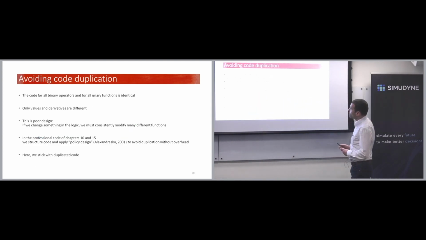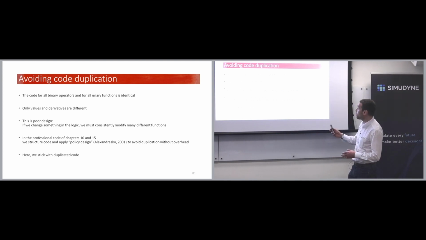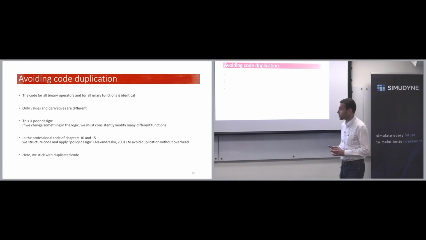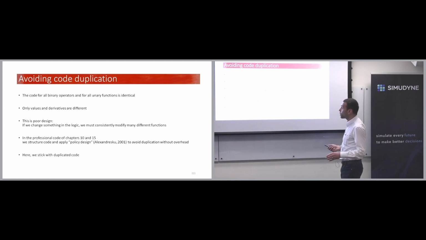Now, the code for all these binary operators and for all these unary functions is completely identical. There's only one line that changes from operator to operator, and these are the lines that calculate values and derivatives. Now, you know that this is very poor design. If I decided to change something in the logic, I would have to consistently modify many different functions, right? That's why in the code of the book, chapters 10 and 15, we absolutely don't do that.